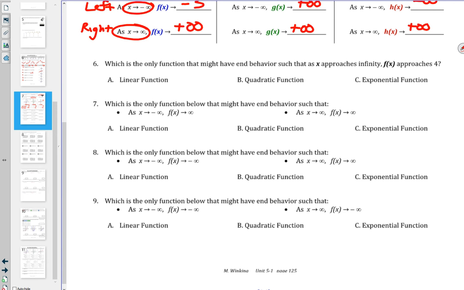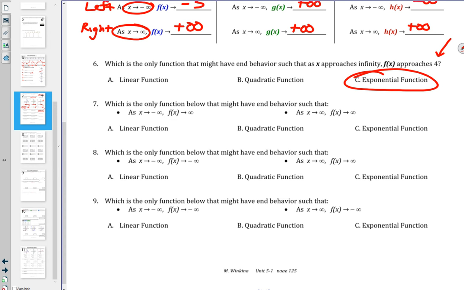Which is the only function that might have end behavior such that x approaches infinity and f of x approaches 4? Exponential. Because why would the other two have arrows that always go to infinity, like they're going to go forever up, forever left, forever down, forever right. When would an exponential function be headed towards just a number? If that was the asymptote, right? And Reed gets it. Yeah.